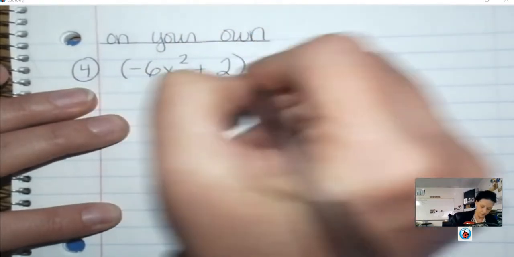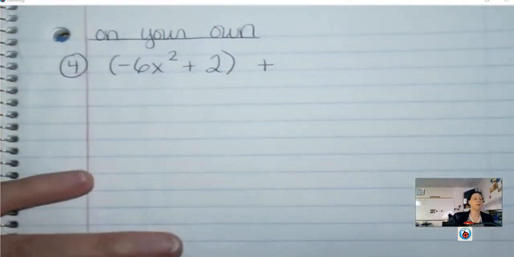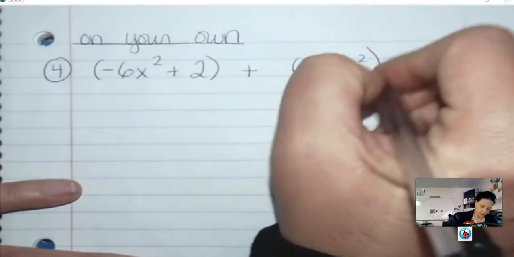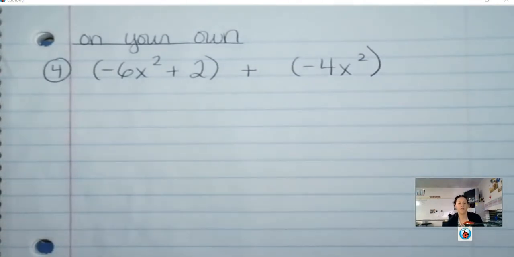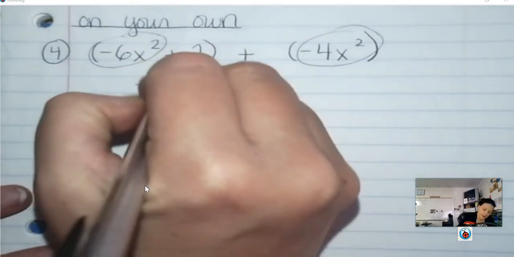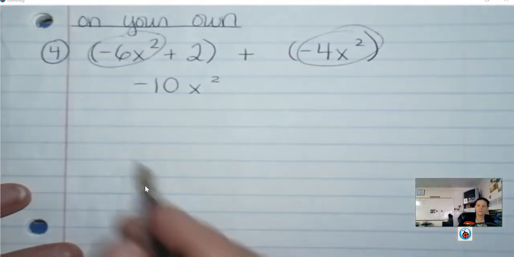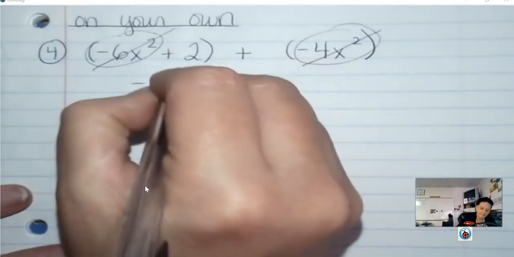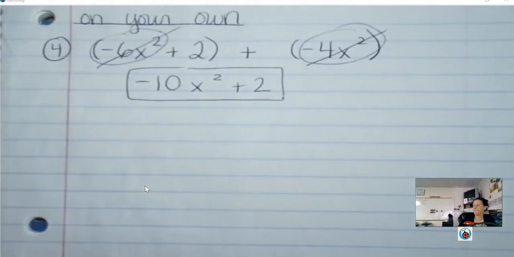Okay, on your own, number 4. Find the sum of negative 6x squared plus 2 and negative 4x squared. If I have negative 6 and negative 4, I have negative 10 of those x squareds. And then I have a plus 2. Questions there?